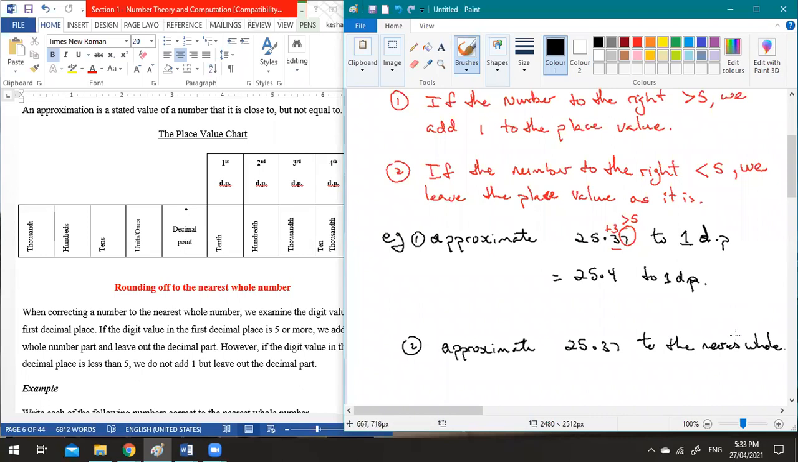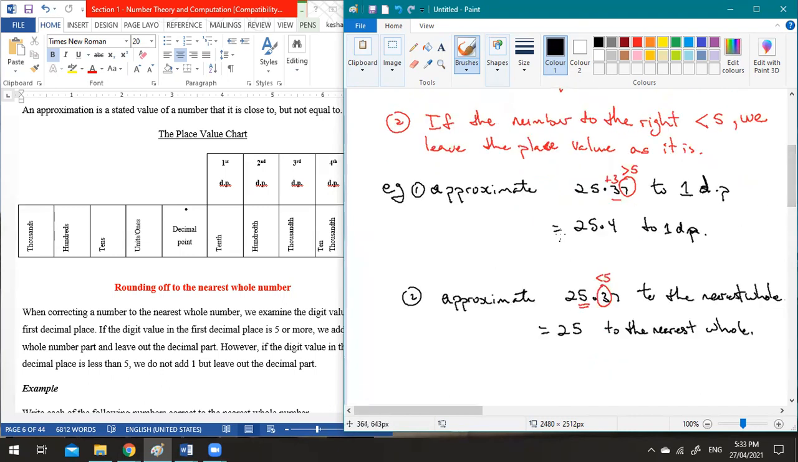So if you want to approximate to the nearest whole, you know the first whole value is the number before the decimal place. So you look to the number to the right, and it is less than 5. And once it's less than 5, we leave it as is, right? And again, you can also use the approximate sign. I think some people know it as this. Either one will work, right?